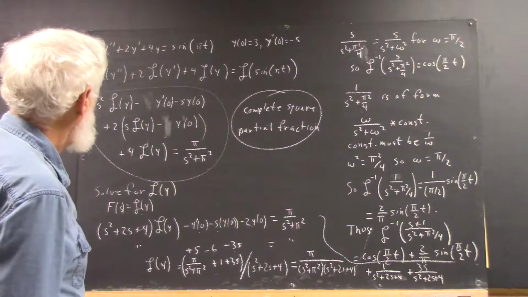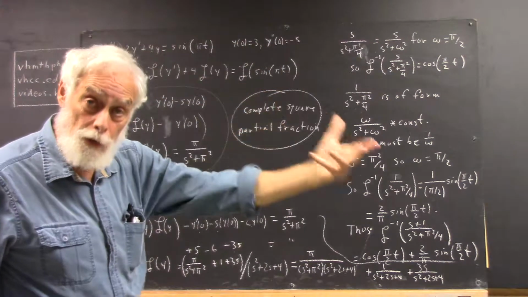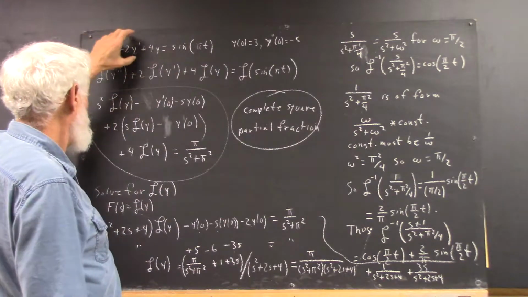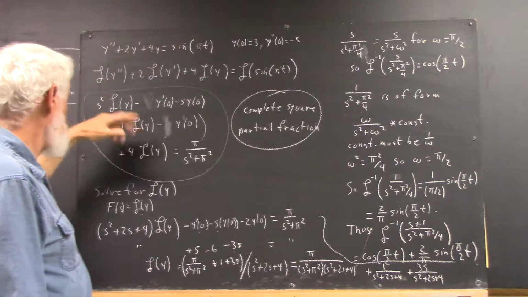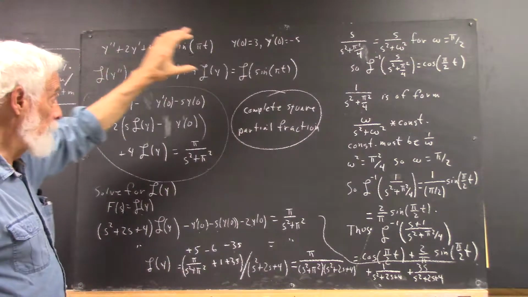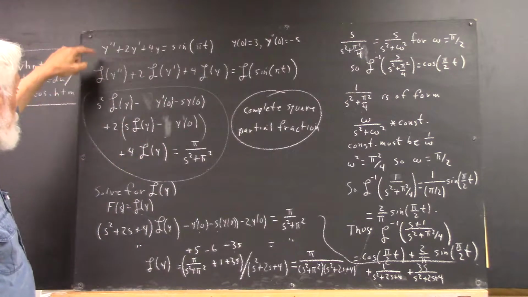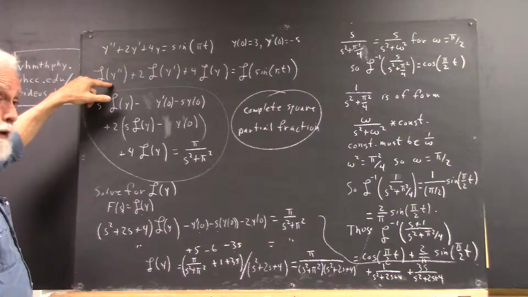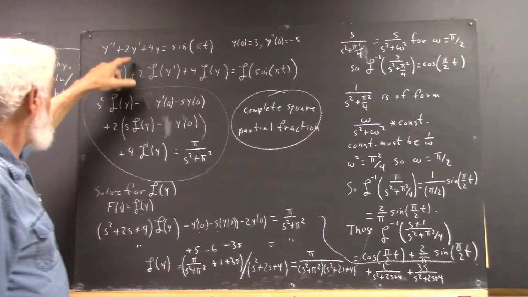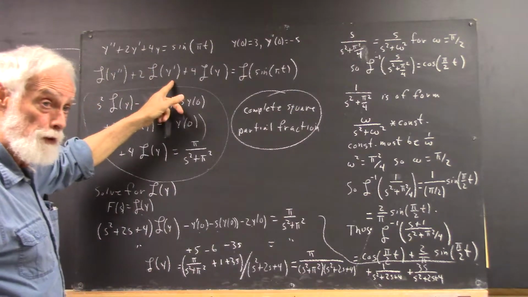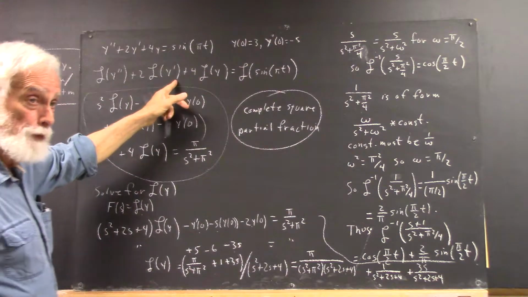Okay, so we do the Laplace transform. It's a linear operator. We can apply it. If we apply it to a linear combination of functions on the left, we get the linear combination of the corresponding Laplace transforms. Everything being linear, we get the Laplace transform of y double prime. We get the Laplace transform of 2y prime, which is just 2 times the Laplace transform of y prime, because the Laplace transform is so nicely linear.